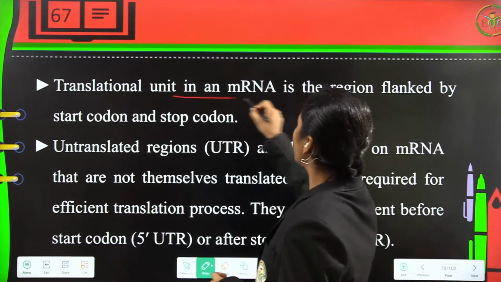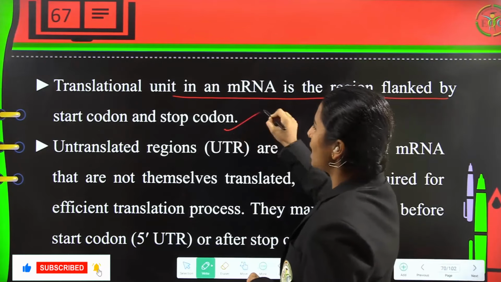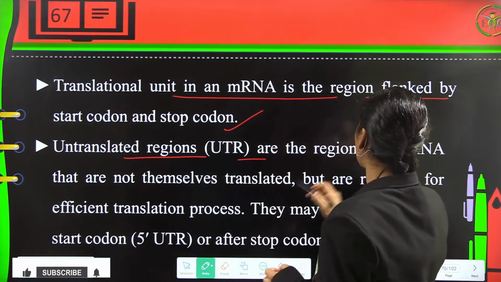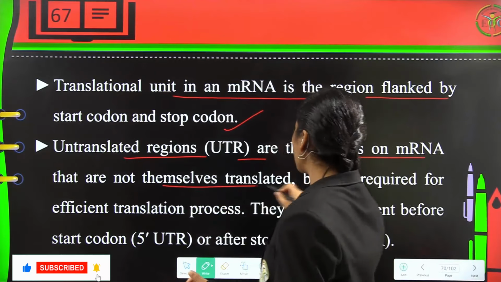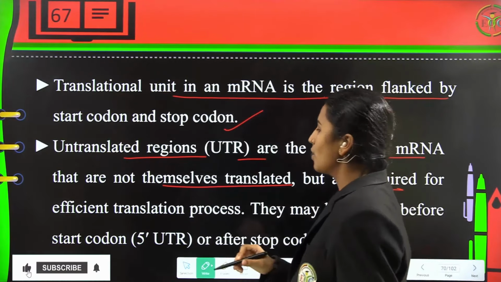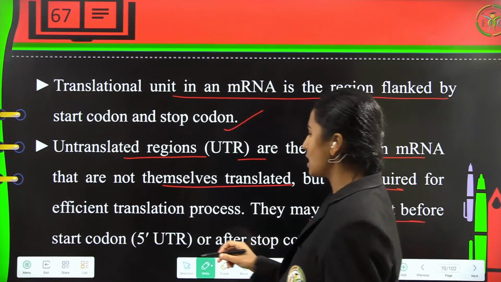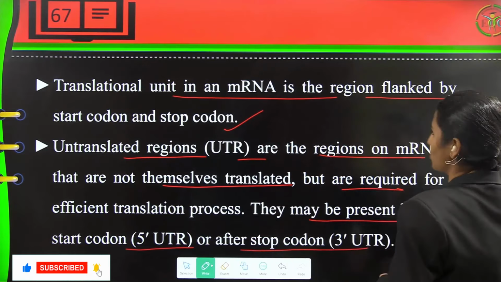The translation unit in an mRNA is the region flanked by the start codon and the stop codon. Untranslated regions, the UTRs, are regions on the mRNA which are not themselves translated but are required for an efficient translation process. They may be present before the start codon, the 5' UTR, or after the stop codon, the 3' UTR.